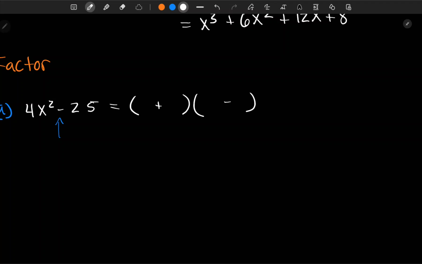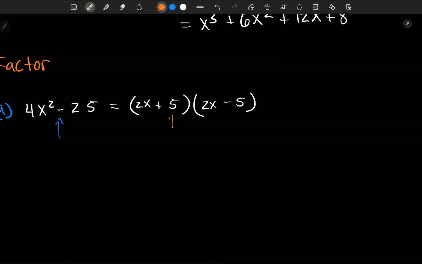Okay. Next, the coefficients that go in here and in here have to be the same in order for there to be no x term. And because 4 is a square number, and so too is 25, we easily see that this is (2x + 5)(2x - 5).